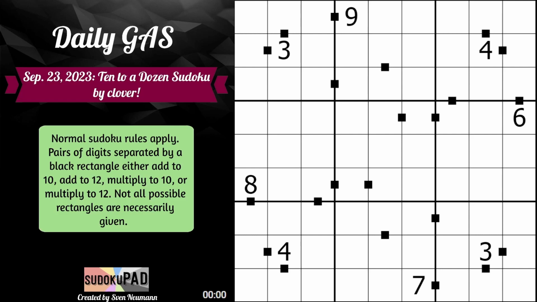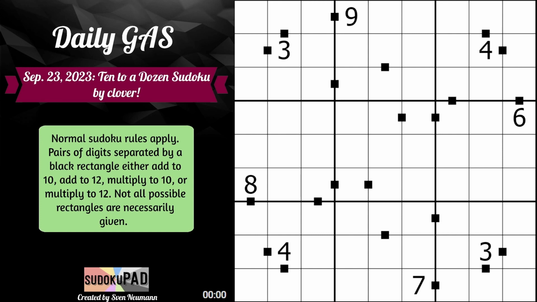Hello and welcome to the Daily Gas for September 23rd, 2023, called 10 to a Dozen Sudoku by Clover. Normal Sudoku rules apply. Pairs of digits separated by a black rectangle either add to 10, add to 12, multiply to 10, or multiply to 12. Not all possible rectangles are necessarily given.